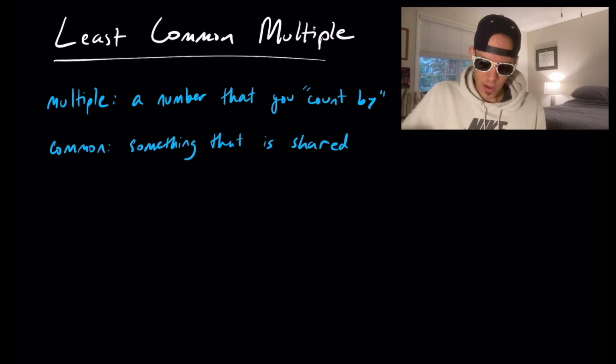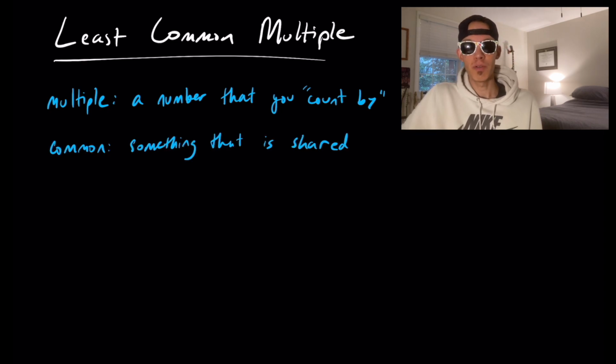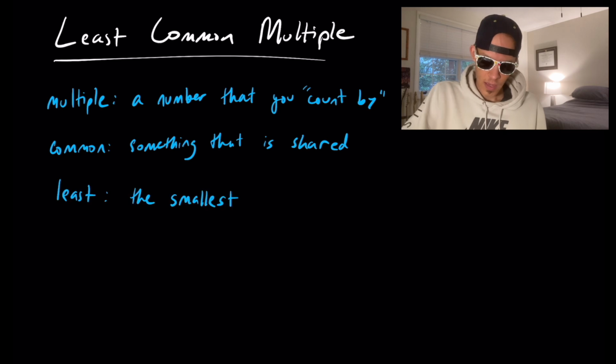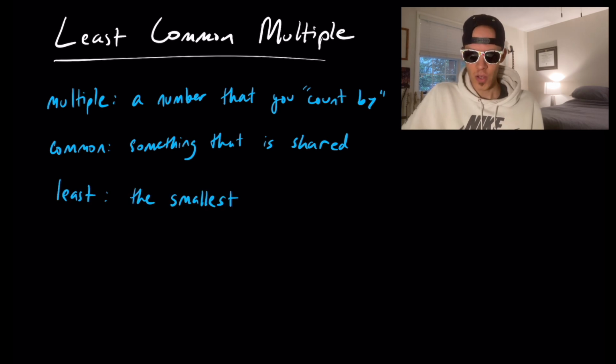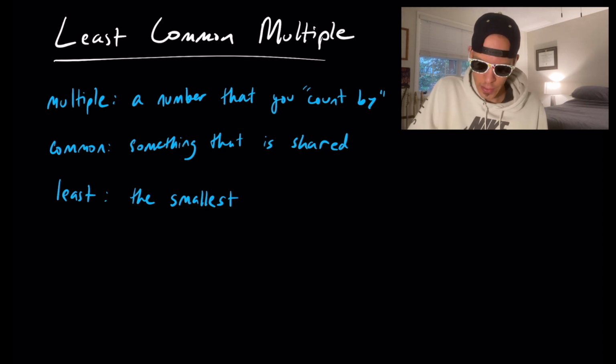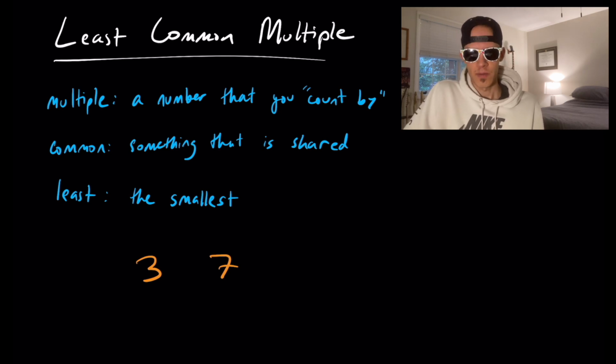All right. Common, again, is something that's shared between two things. And then least is the smallest. So when we're finding the least common multiple between two or more numbers, we're finding the smallest number that all the numbers we're comparing can each count by to get to that number. So as an example, let's take 3 and 7. What is the least common multiple between 3 and 7?